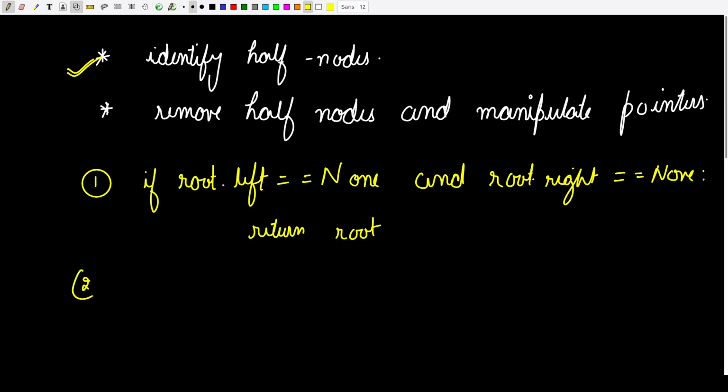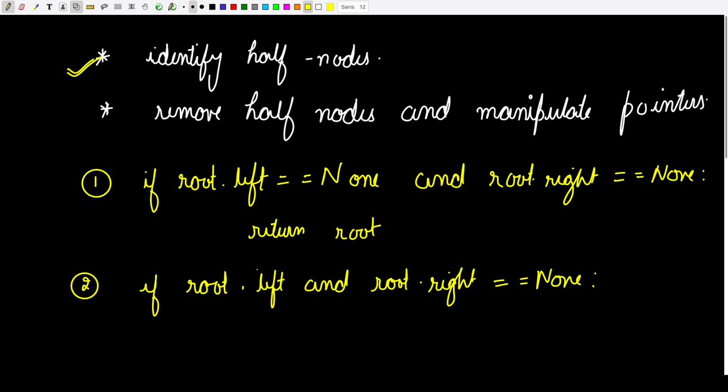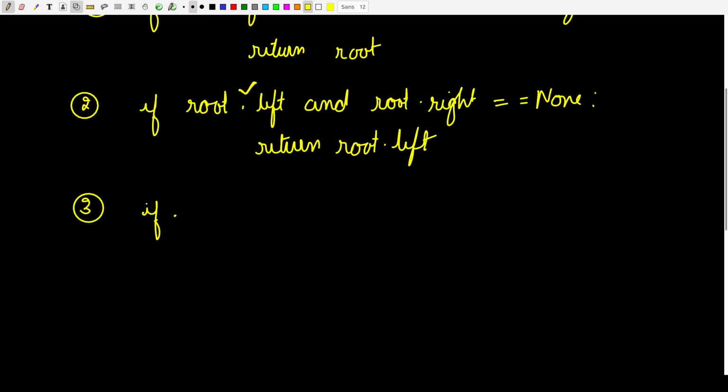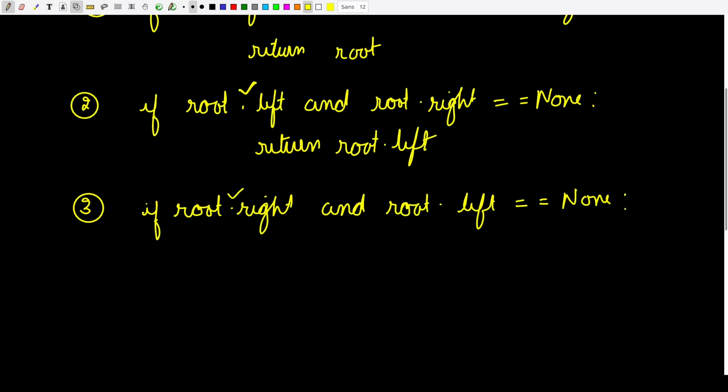The second case is if root dot left exists, or rather it is not none. So if root dot left exists and root dot right equals none, in this case we need to delete the root node, and instead of root node we will go ahead and send root dot left. So from here we have to return root dot left. Similarly, if root dot right exists and root dot left equals none, then in such case we just have to return root dot right, since this is a half node.